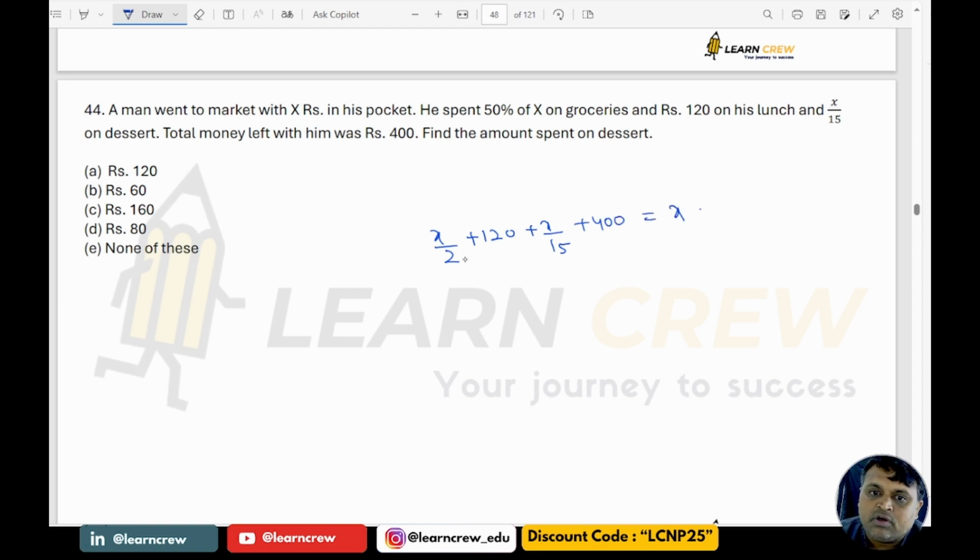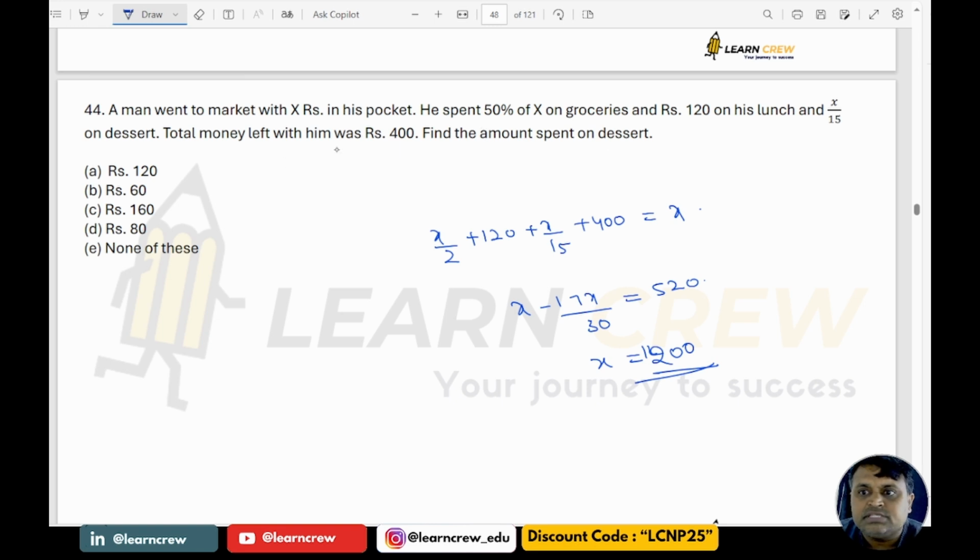So from this, what we got? x by 2 plus x by 15. LCM is 30. So 15 plus 2, 17x by 30. So x minus 17x by 30 is equal to 400 plus 120, 520. So 13x by 30 is 520. Thereby I got x as 40 into 30, which is 1200. x is 1200.